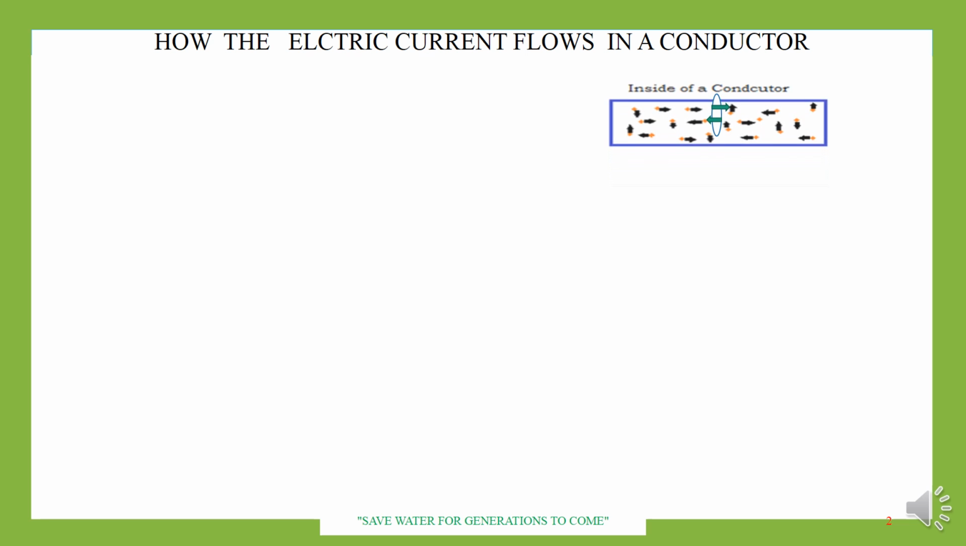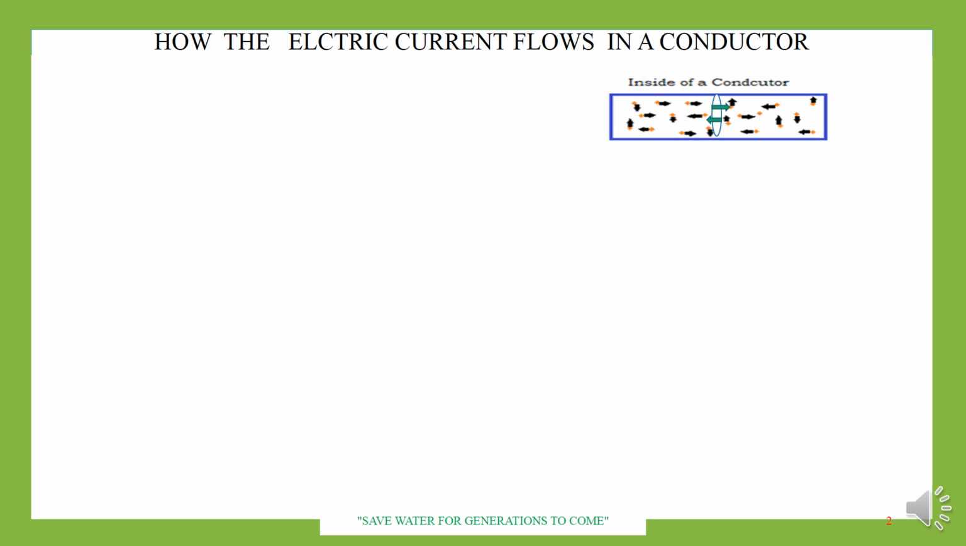Now we know that a conductor is something which allows electric current to pass through it. Inside a conductor there are atoms, and in atoms free electrons are there. When a conductor is not connected to any source of electrical energy, these electrons are randomly moving in different directions. You can see here in this figure that their motion is in different directions.